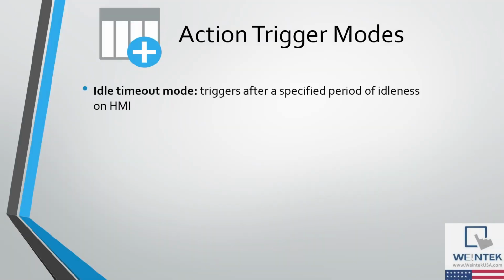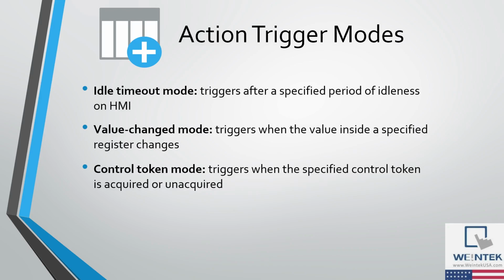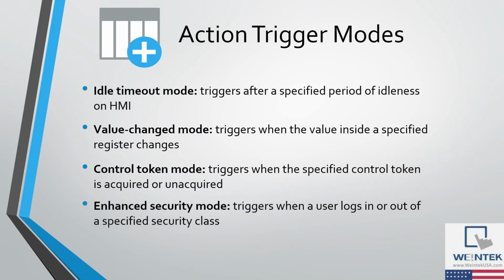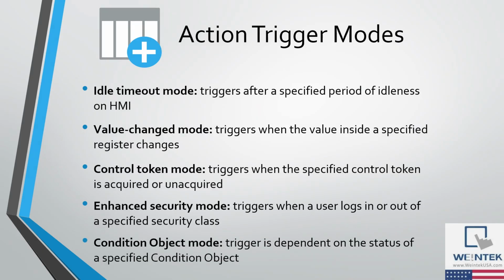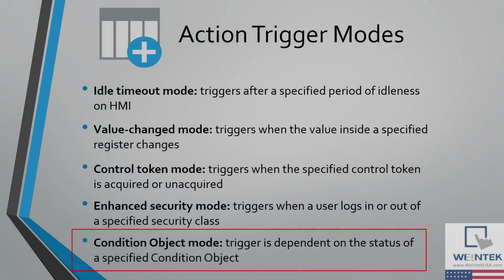In idle timeout mode, the action trigger object only fires after a specified time of idleness. In value changed mode, the action trigger fires whenever the value in a specified register changes. In control token mode, the action trigger fires whenever the specified control token is acquired. In enhanced security mode, the action trigger fires whenever a user logs in or out of a specified security class. Condition object mode will fire the action trigger depending on the status of a specified condition object. For this video, we will focus on implementing the action trigger's condition object mode.